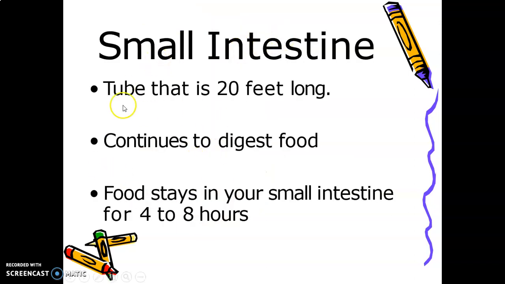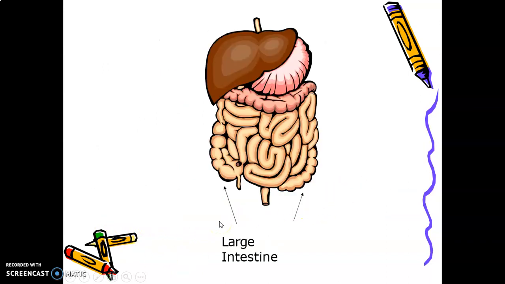So the small intestine is a tube that is almost 20 feet long. That's almost 6 meters. And it continues to digest the food. This is where the digestion ends, in the small intestine. And the food stays in your stomach for 4 to 8 hours. It depends on the kinds of the food.